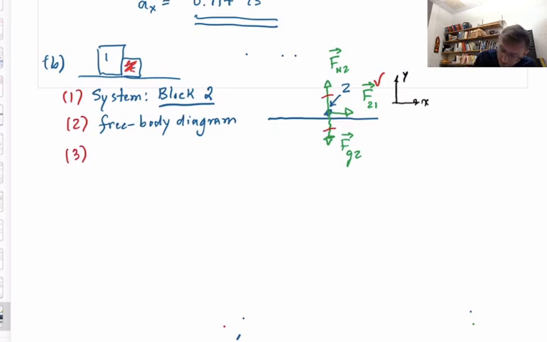And the important component here is x. So I want you to write a sub x equals F net x over m2. Right? It's only the mass of 2 here because 2 is the system, block 2. It's really important that you write it that way. A sub x equals F net x over m2. And I look at my free body diagram to get F net x. Well, there's only the one x force, and it's the entire magnitude of F21. So plus magnitude F21. It's F net x divided by m2.